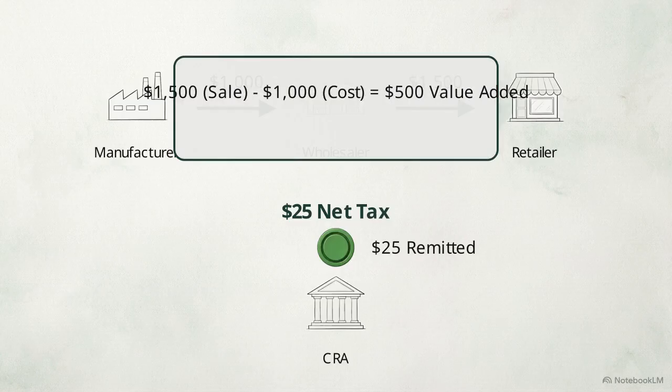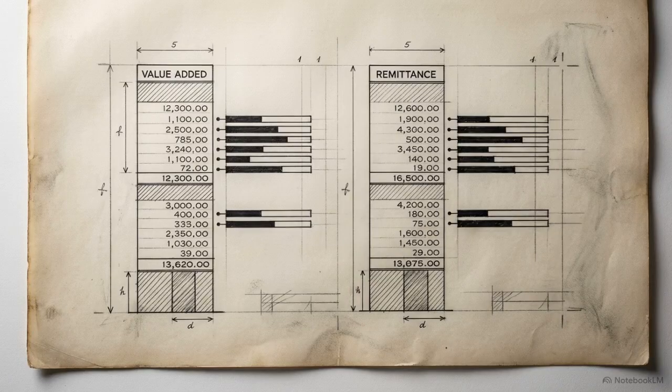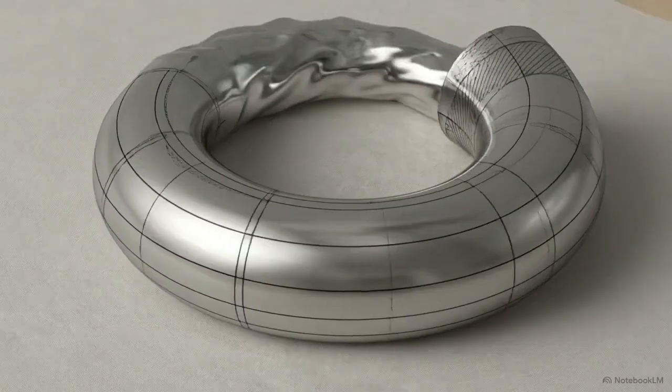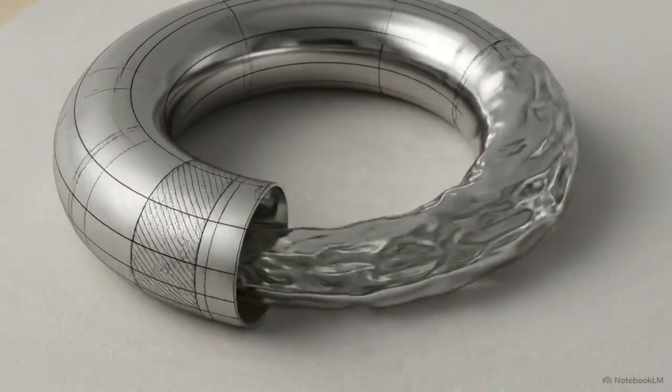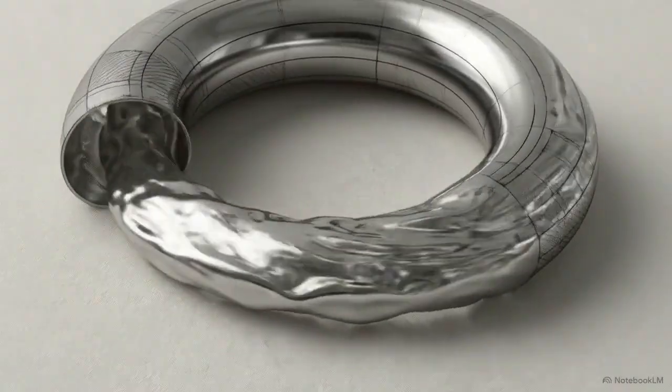Look closely at the math. The wholesaler added $500 of value to the product. 5% of that $500 gain is exactly $25. The tax remitted matches the exact value added at that specific stage. Through a flawlessly executed ITC system, the business acts merely as a conduit, passing the tax along and bearing zero net cost.